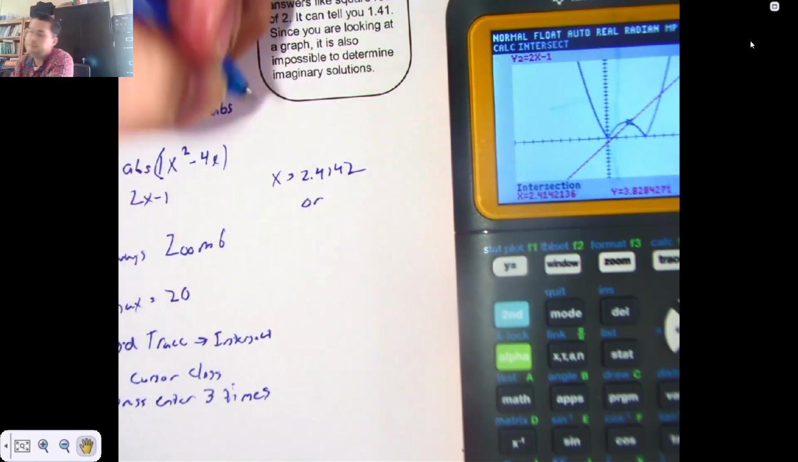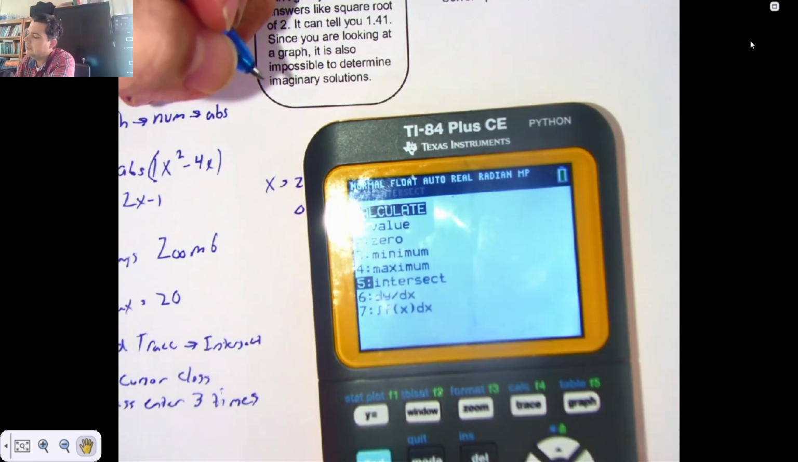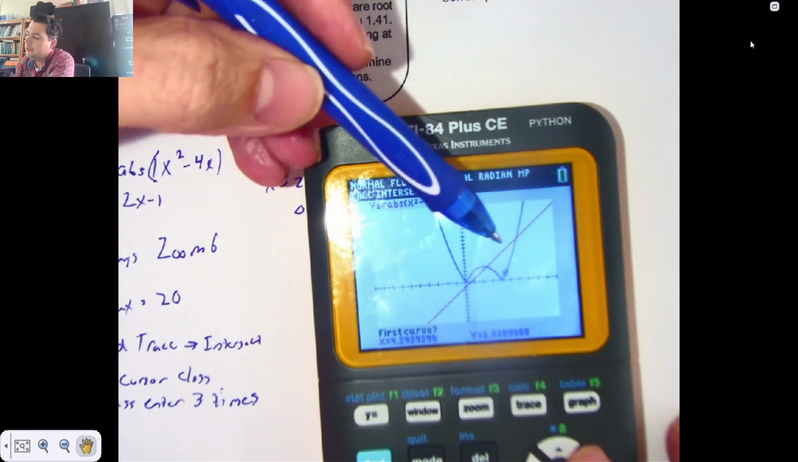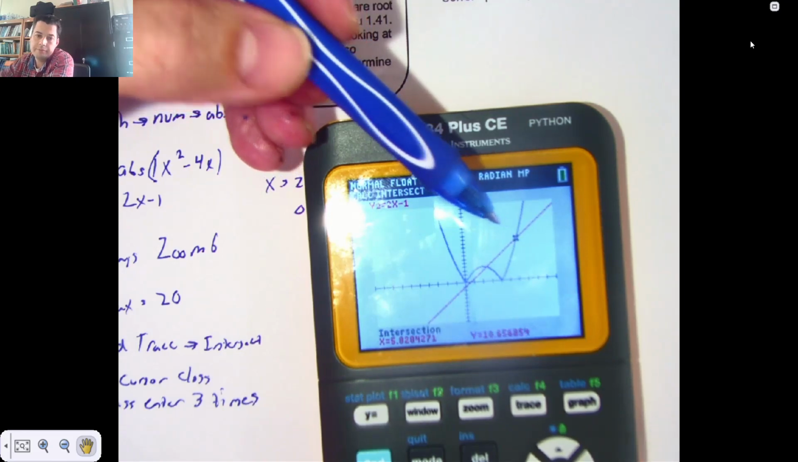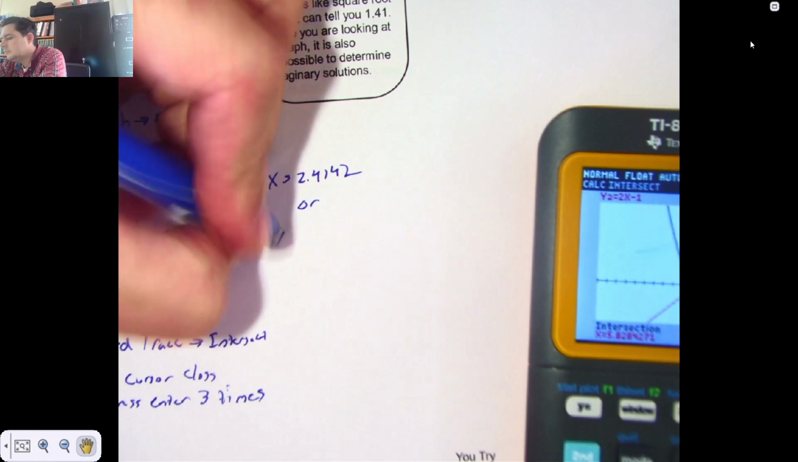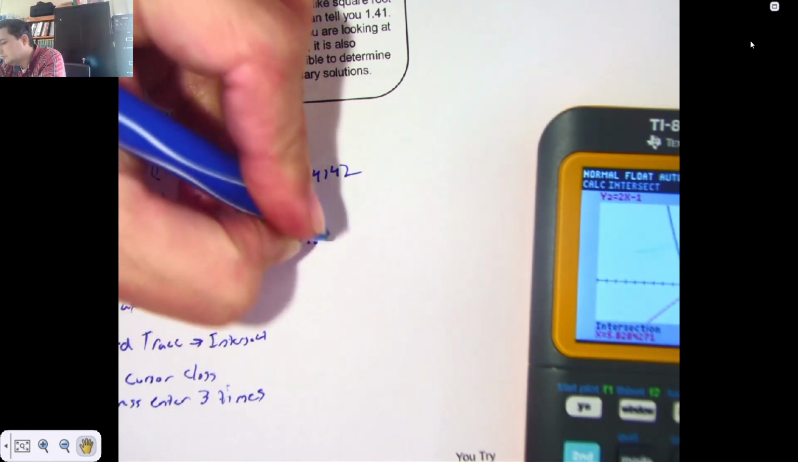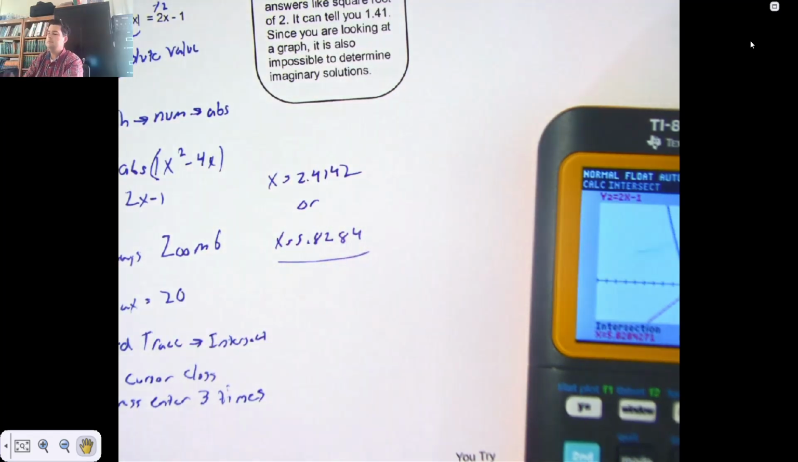And there's another one, right? There's one right here. Second trace 5. Do it again. Get that little cursor close. And once it's close, you're going to press enter, enter, enter. There's the other one, 5.8284. I said that wrong. 5.8284. All right. So I'm not going to do the you try.